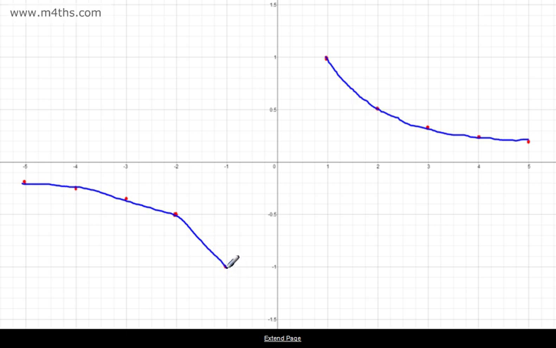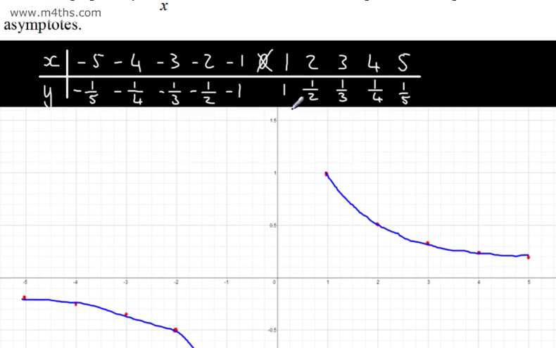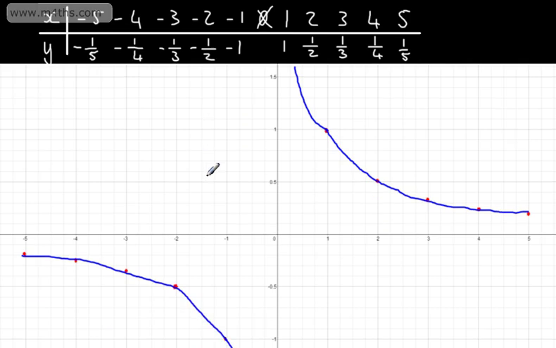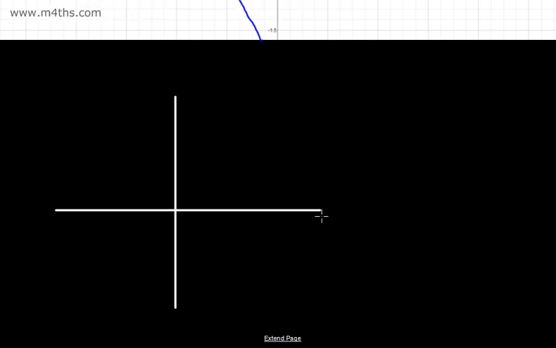Now, if I were to extend this, what we'd end up with is something looking like so. And with this one, what we'd end up with is something looking like so. So it'd do something like that. What I'm going to draw below now is the actual graph if I did a sketch. So what we're doing is a plot. We're going to look now at a sketch of the graph of y is equal to 1 over x.